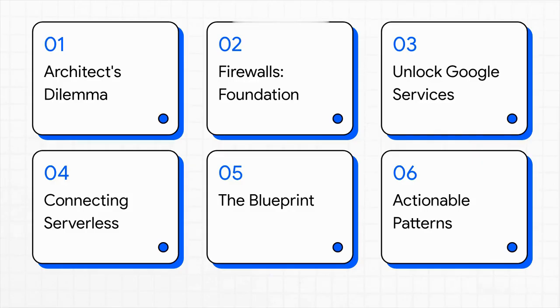So here's our game plan. First, we'll really dig into the architect's dilemma. Then we'll build up from the foundation with firewalls, figure out how to unlock Google services privately, and then connect our serverless world. After that, we'll put it all together in a practical blueprint and leave you with some real actionable patterns you can use.